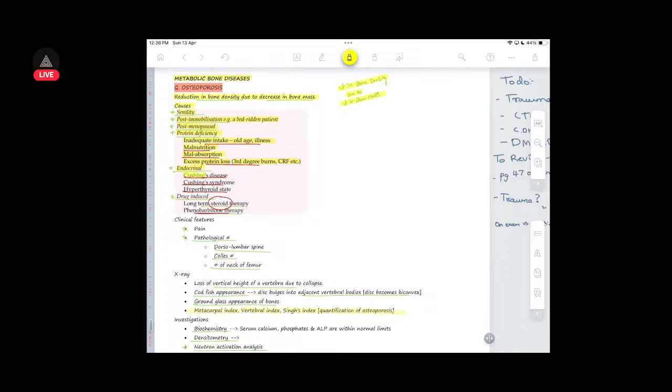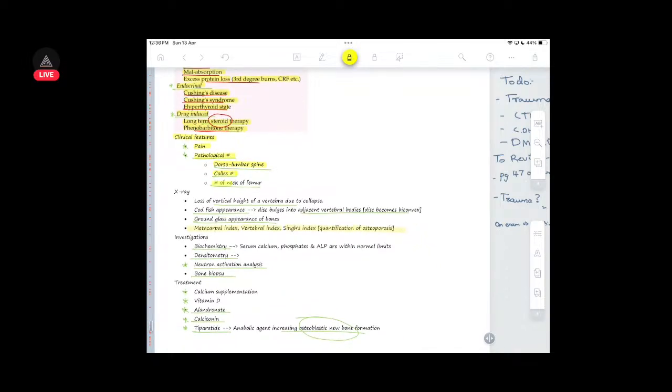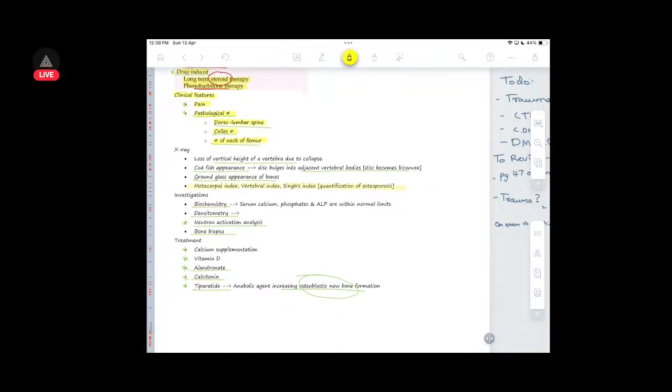Among endocrine causes, you can see Cushing syndrome and hyperthyroid state. Drug induced: long term steroid therapy and phenobarbital therapy may be seen. Clinical features: you will have pain and pathological fracture. Dorsolumbar spine fracture, Colles fracture, and fracture of neck of femur can be noticed.